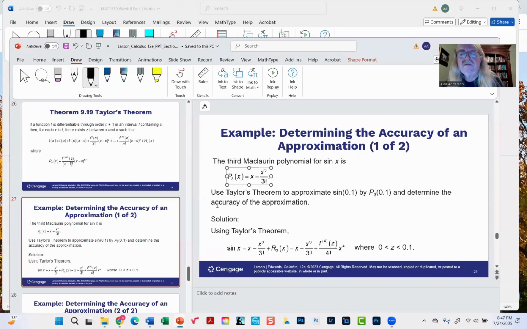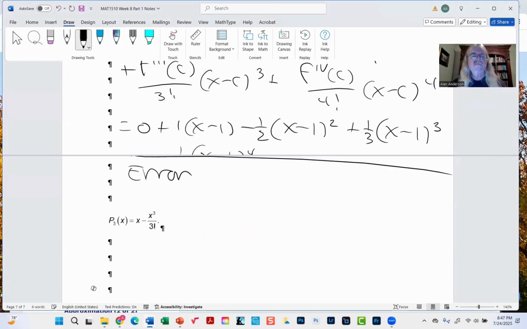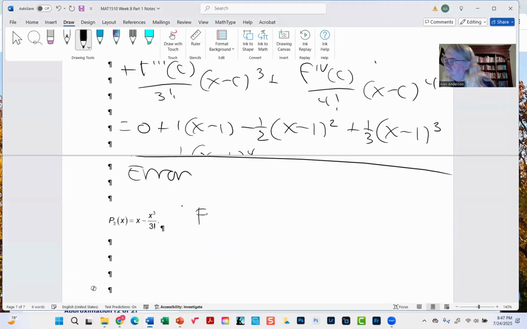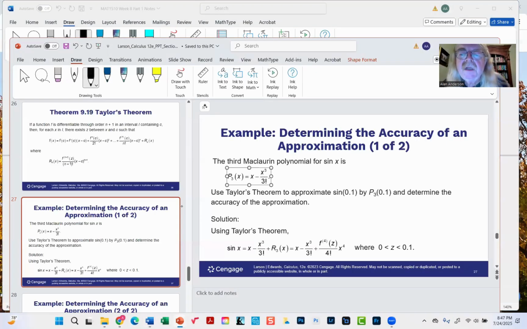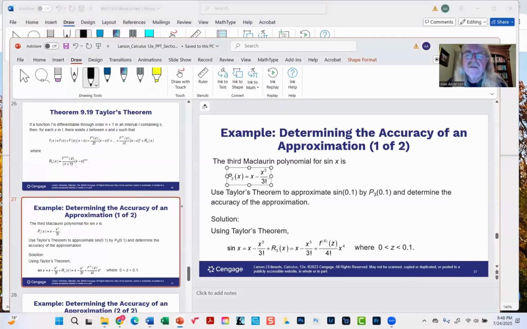Yes, let's copy this in here. So they want us to solve for sine 0.1 with this third order Maclaurin polynomial evaluated at x equals 0.1. So we're going to solve for P3 of 0.1. And what is that going to give us?